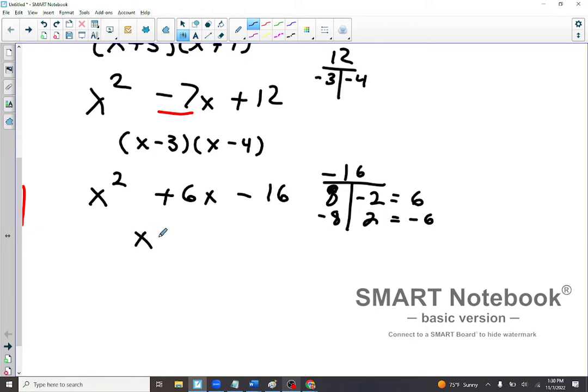So then you have x plus 8, x minus 2. I usually get this question. It doesn't matter which one you put first or second. You can put minus 2 first and then 8 second. Doesn't really matter.